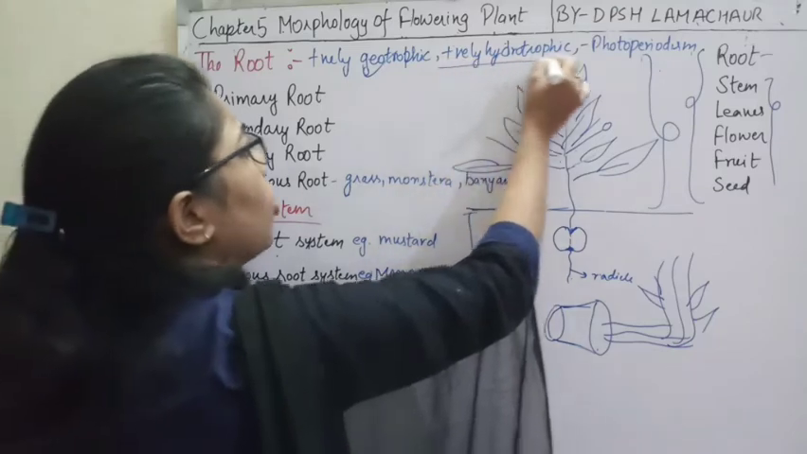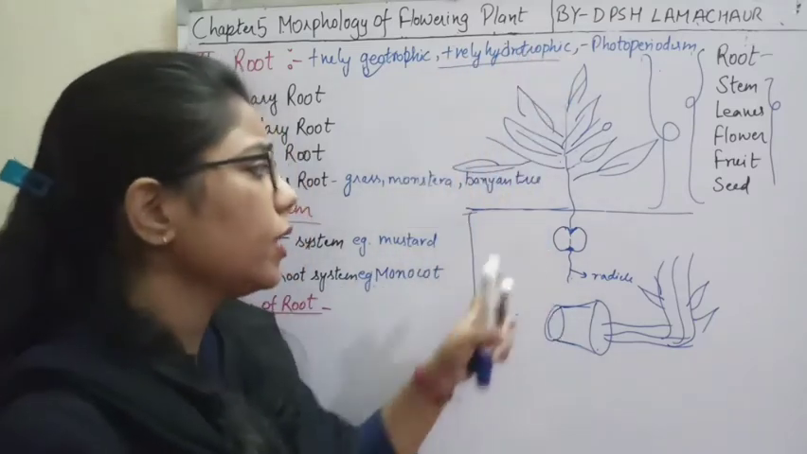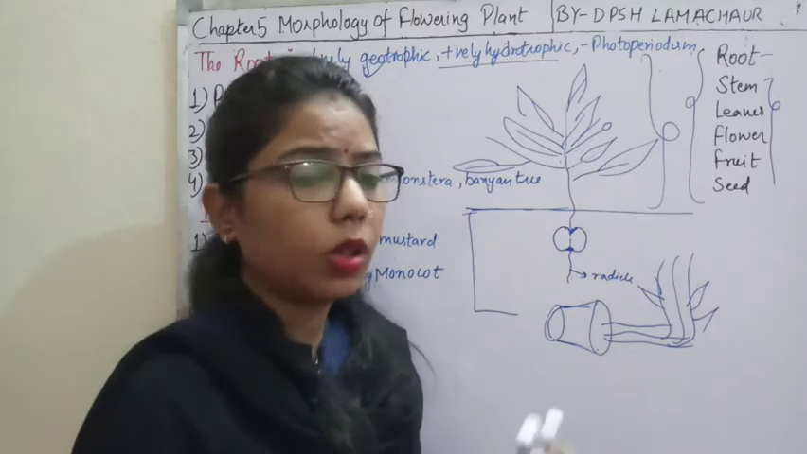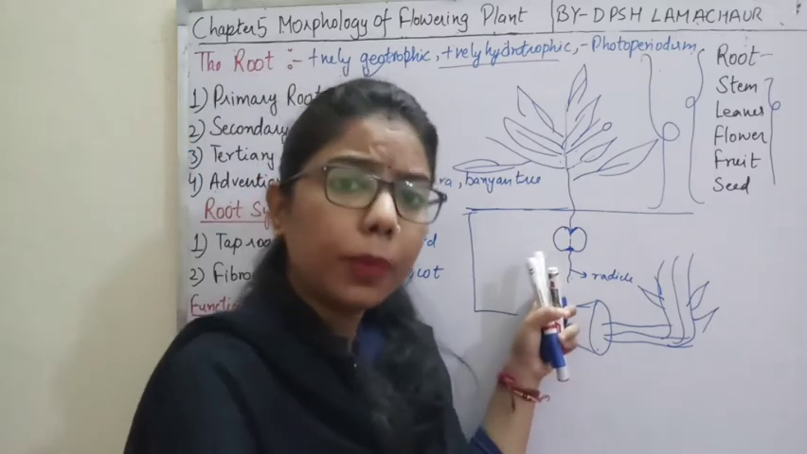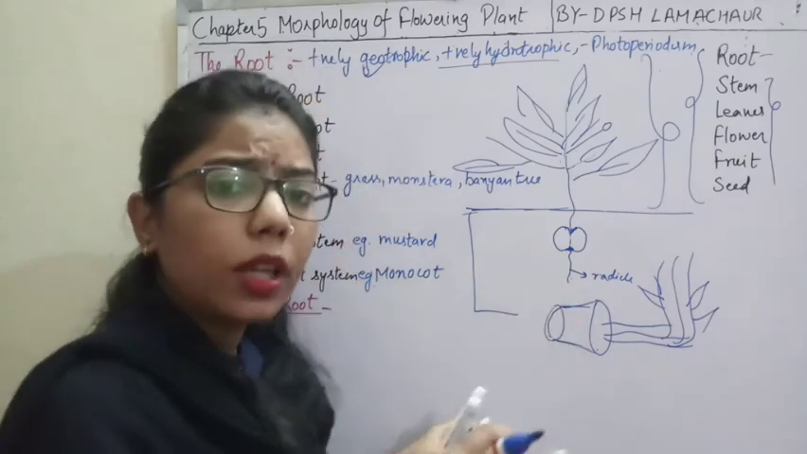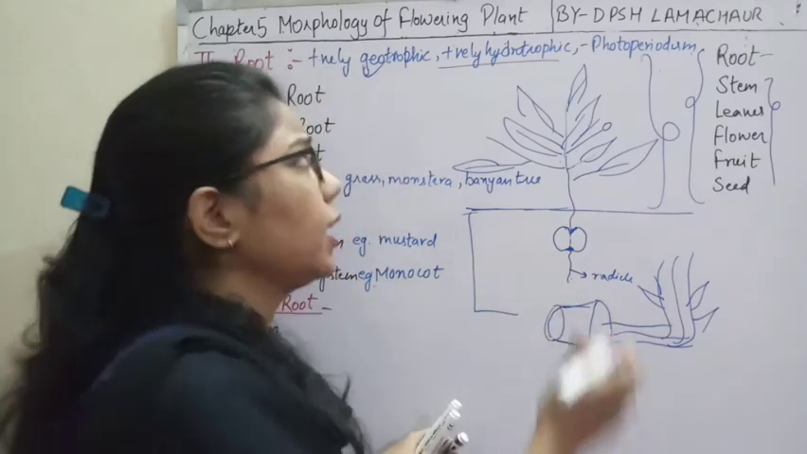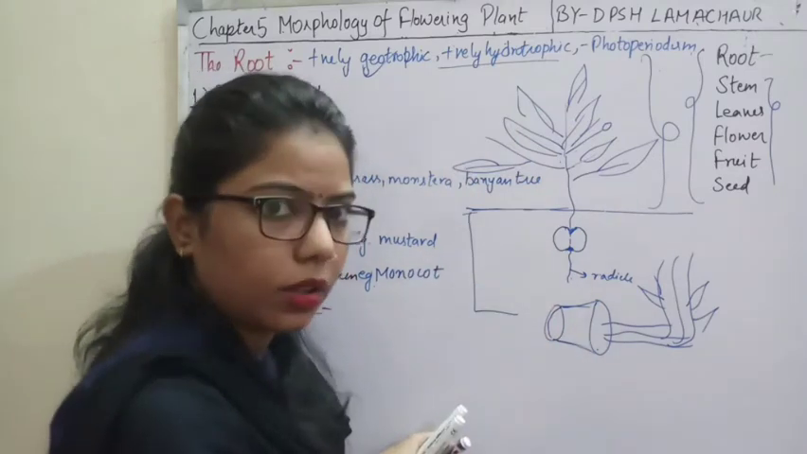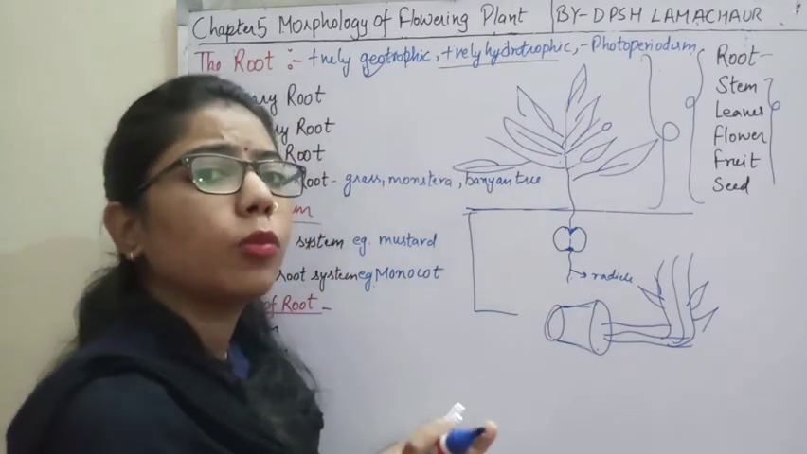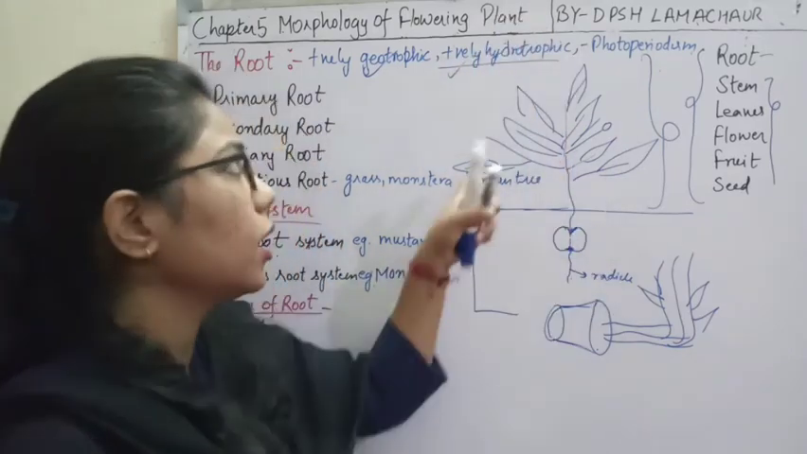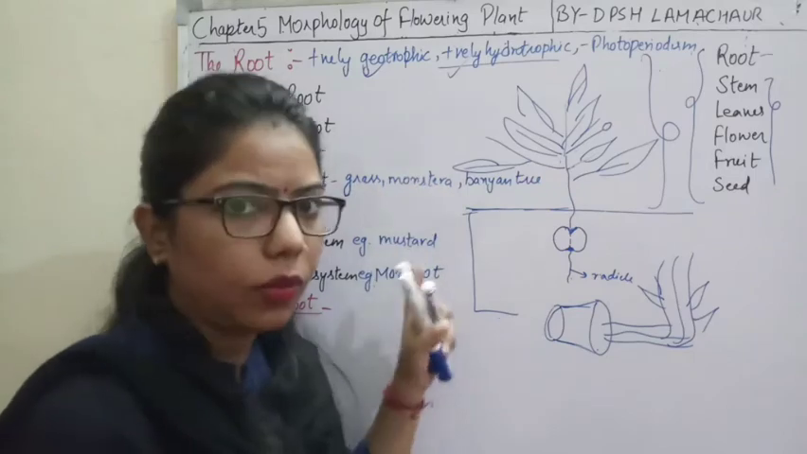Then there is positive hydrotropism. Always and always the root will try to move towards the water, because the function of the root is to take up water and minerals from the soil. So it will move towards the water. They show their movement towards the water. That's why we can say these are positively hydrotropic.